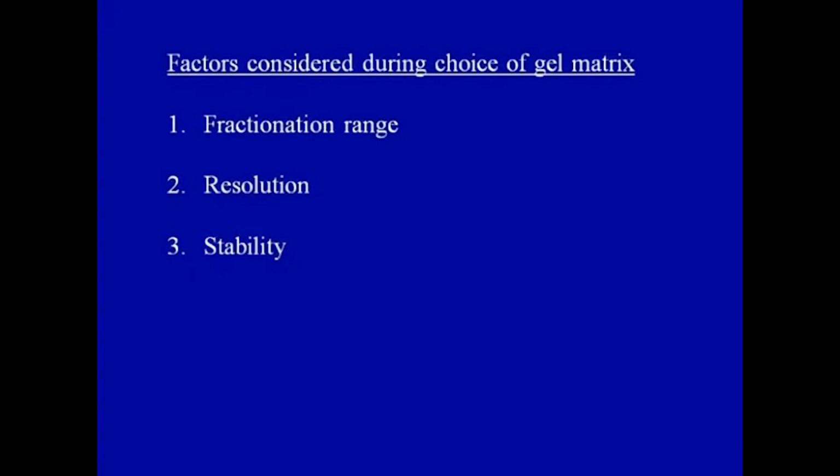Now, another very important factor is stability of the matrix. The matrix should be stable at different pH values or in different buffer and organic solvent conditions, because you are going to use different kinds of buffers or solvents during the run, and the matrix needs to be physically and chemically stable for these solvents. Necessarily, proteins or any analyte which needs to be purified should not be affected by this problem. So, this is another important part, that is stability.